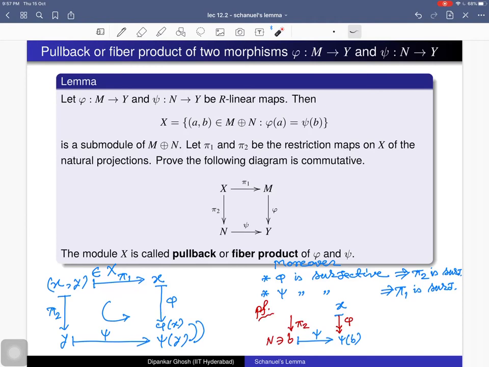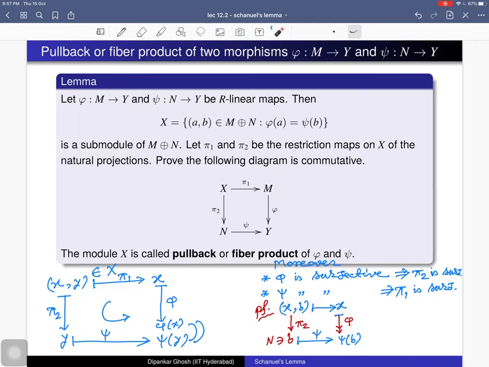So, then we can just consider this element. If we consider x comma b, then we can see that its image is b. So, that should be the pre-image of b, because this is just the projection map on the second component.